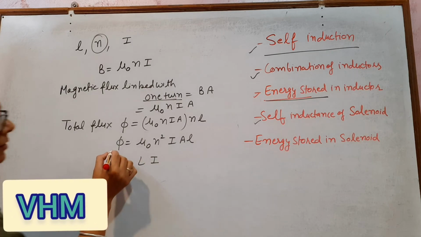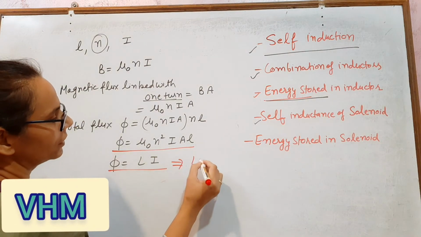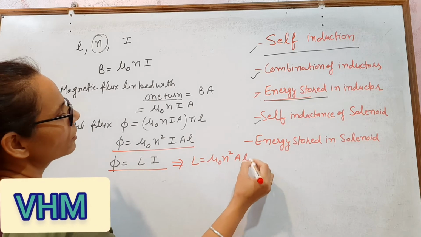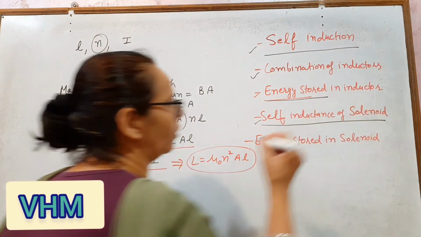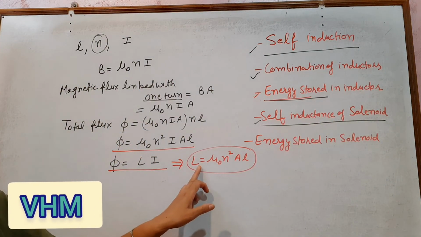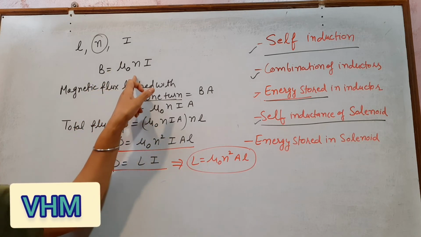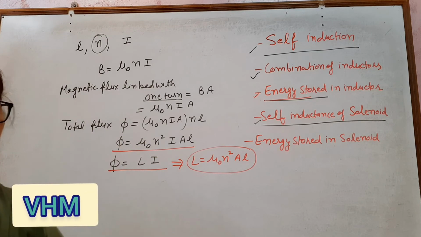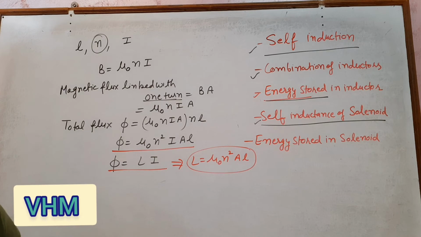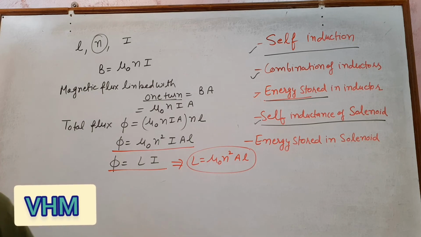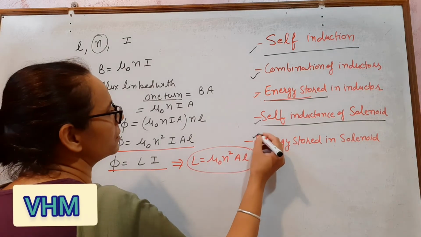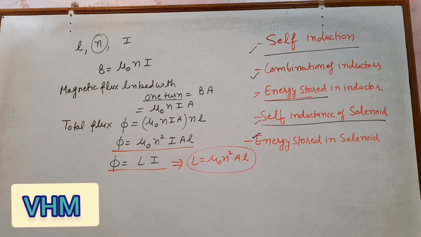Then how do we write this? From this and from this, we get the self-inductance of this long solenoid as mu naught n square A L. This is the self-inductance of the long solenoid that we considered. Here we have the steps. First we write the magnetic field, then we have the one-turn flux, then we have the total flux, and then we have the definition, and when we equate them, we get the self-inductance of a solenoid.